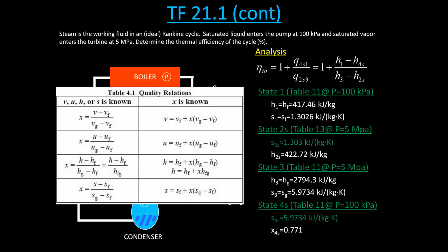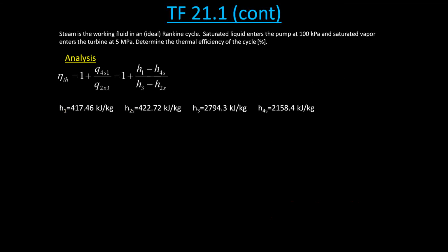And then we're going to plug this quality into our enthalpy equation. You can either use the first or the second one, whichever one. If you want to use the differences between the enthalpy at saturated vapor and enthalpy at saturated liquid, or if you're going to use the enthalpy of evaporation, you can use that. Either one will give you the right answer, and what you'll get is enthalpy at 4s is equal to 2,158.4 kilojoules per kilogram. Okay, so now we have all the enthalpies at every state.